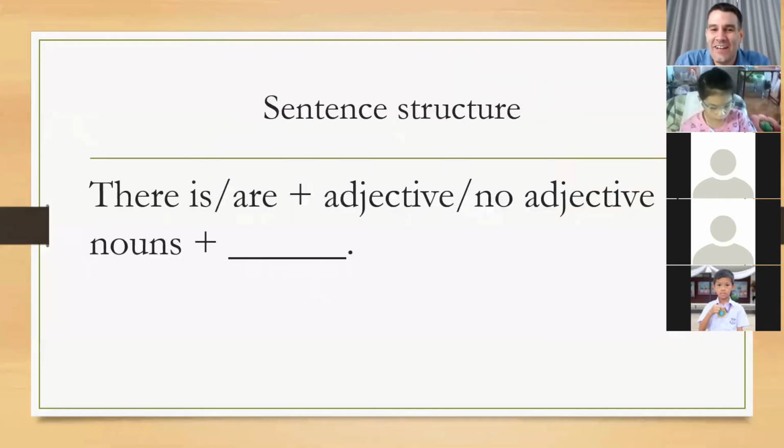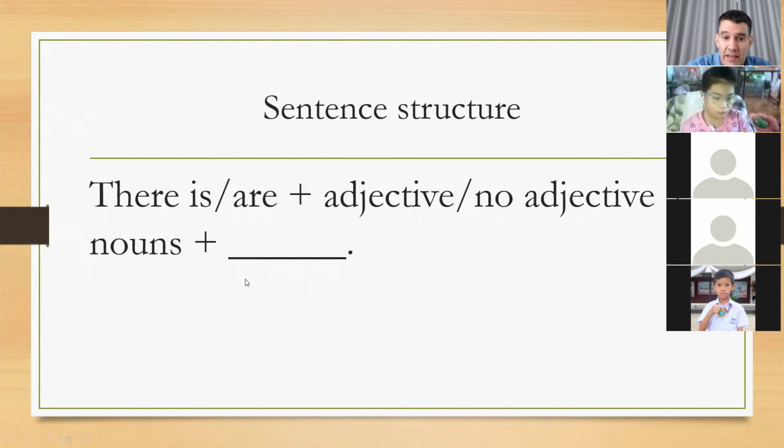So the sentence structure, as you can see, the first part of the sentence is always there is or there are. These are the first words. If there is an adjective, then we will say the adjective next. There is a big frog. There is a dangerous tiger. There is a yellow bird. If there is no adjective, then there is a bird, there is a frog.